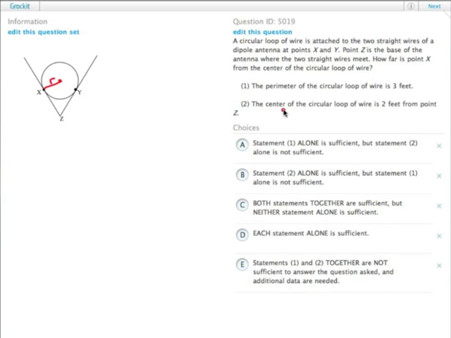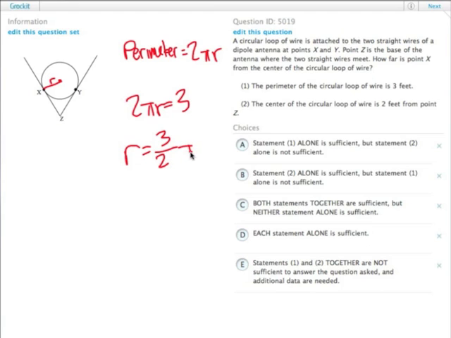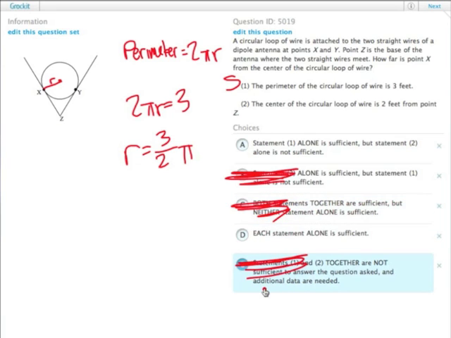Statement 1 tells us that the perimeter of the loop of wire is 3 feet. Remember that the perimeter of a circle is equal to 2 times pi times the radius. So 2 pi r equals 3. And from there, we can divide both sides by 2 and pi, so r equals 3 over 2 pi. That's the radius, and that's our answer. So statement 1 is sufficient. We can get rid of 2 on its own, as well as the 2 insufficient statements.